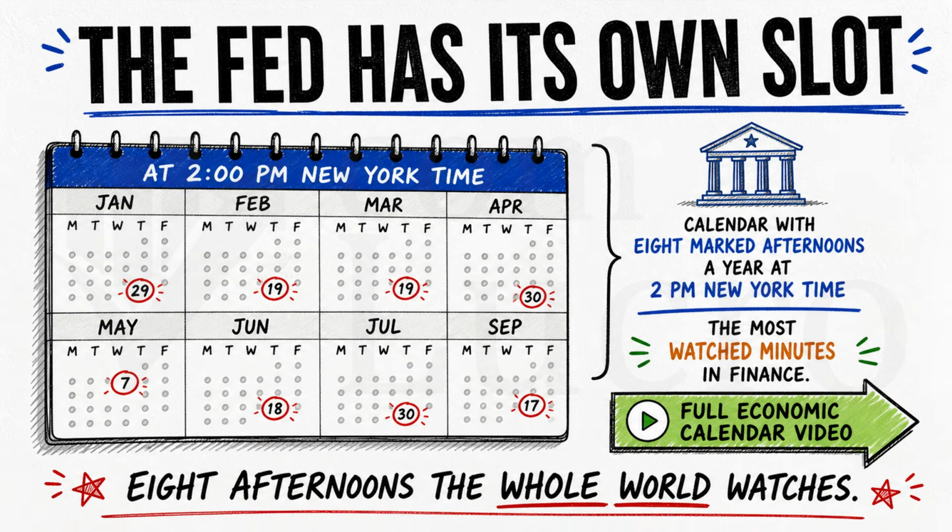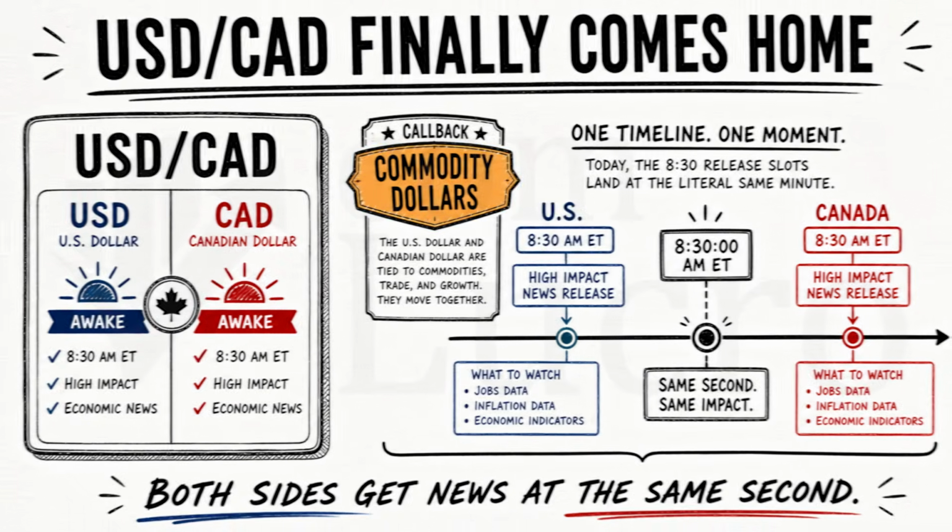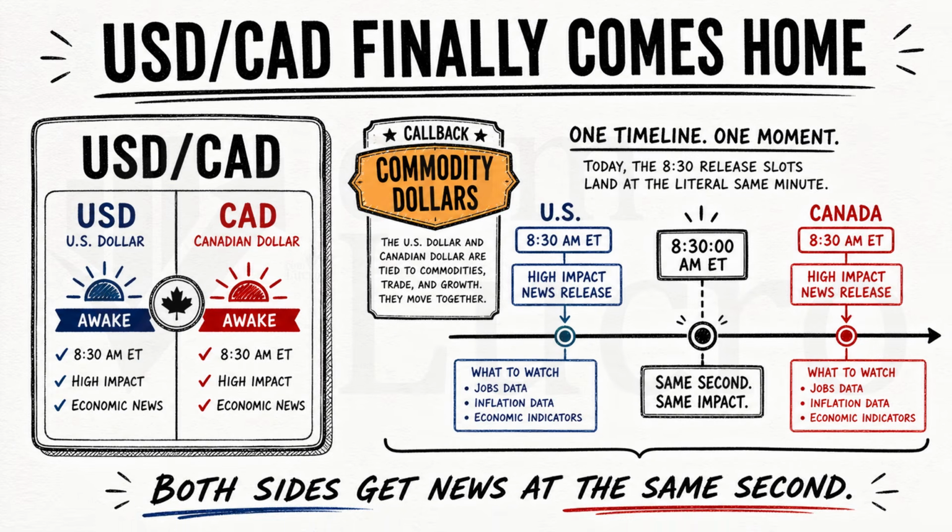The Federal Reserve lands in this session too, 8 times a year, at 2 in the afternoon New York time. And those afternoons are the most watched minutes in all of finance. We'll give the economic calendar its own full video later in this course. For now, hold on to this. The London morning had scheduled events in it, but the New York morning is built around them. Now the currency that's been waiting all course for this moment.